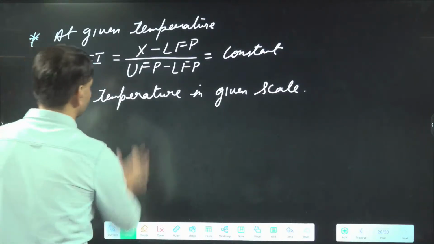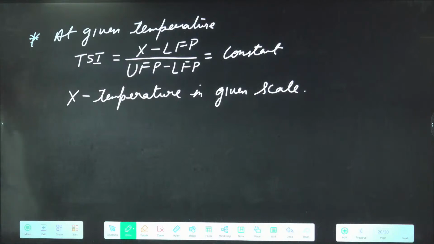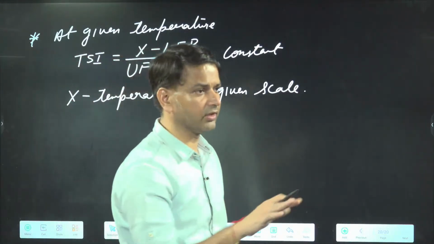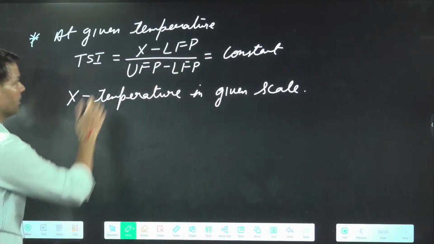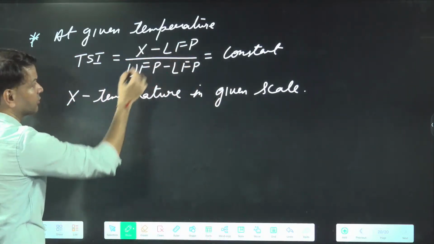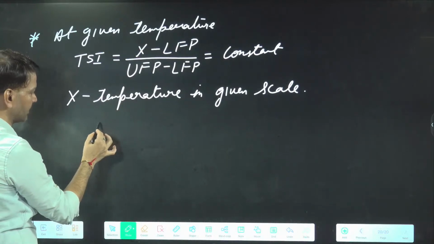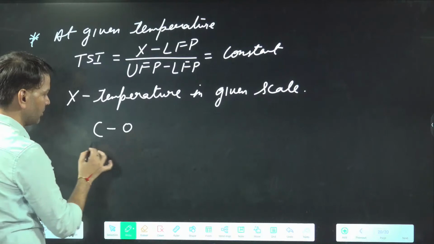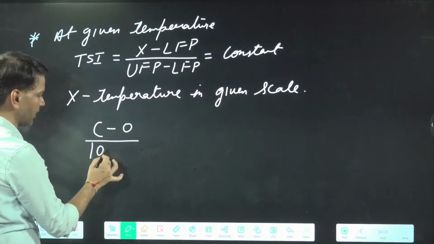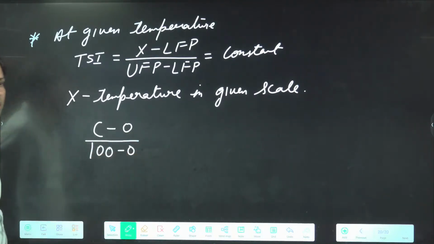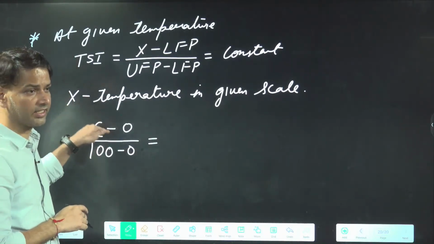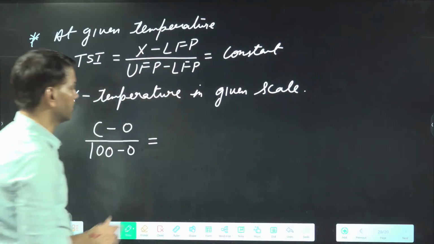Now on the basis of this TSI, we want to get the relation between Celsius, Fahrenheit and Kelvin. Suppose I want Celsius and Kelvin. So I put X value in Celsius: C minus LFP of C, which is 0, upon UFP of C, which is 100, minus 0. That will be equal to what? At the given temperature, the Celsius reading is C and the Kelvin reading is suppose K.